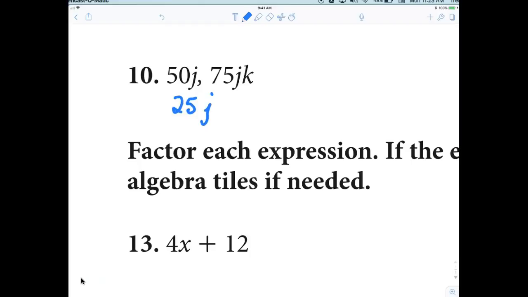All right. Some people accidentally put what? 5. Right. So again, how do I know it's 25? Because 25 goes into 50 and 25 goes into 75. So you have to be careful on that.